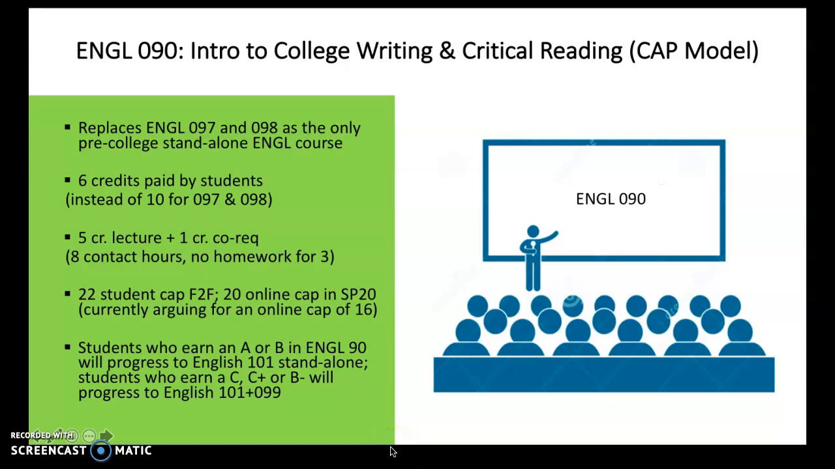Hello, training participants. I'm going to give you a little overview of how we have adapted the CAP model and the ALP model to work at Clark College. English 90 has been based on the CAP model, the California Acceleration Project model, where all of the students in the class are there for both the lecture portion of the class and for the co-requisite part of the class. And the same instructor teaches both elements.